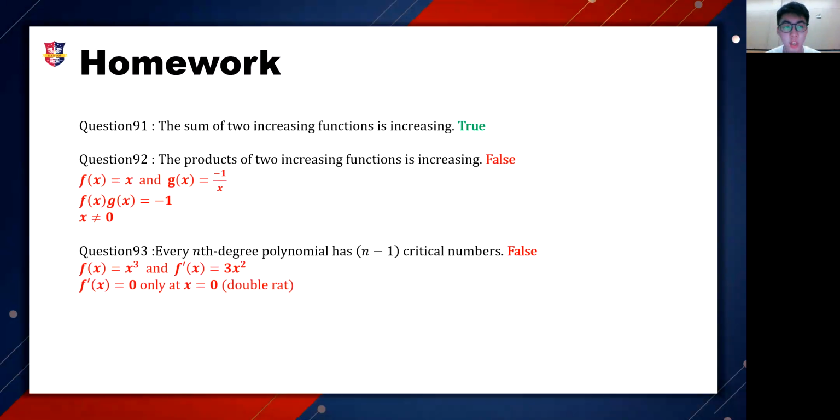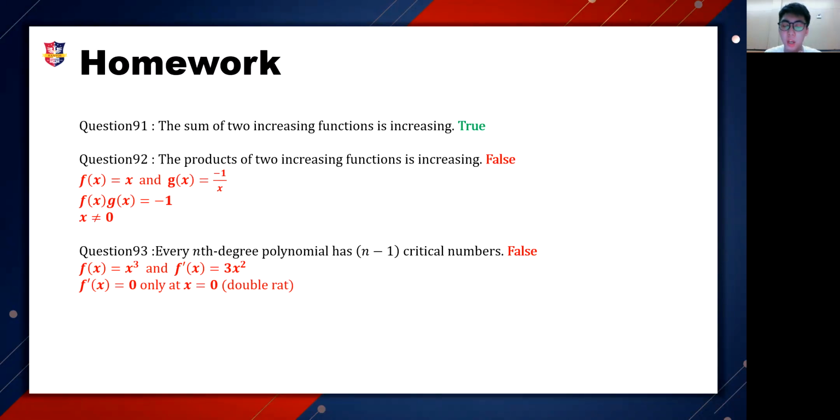For question 92, the product of two increasing functions is increasing. That's false, since here's an example. If f of x equals x, so it's like this, and g of x is negative 1 over x, then their product is negative 1 instead of 0. So it's decreasing. So it just proves that it's wrong, right?